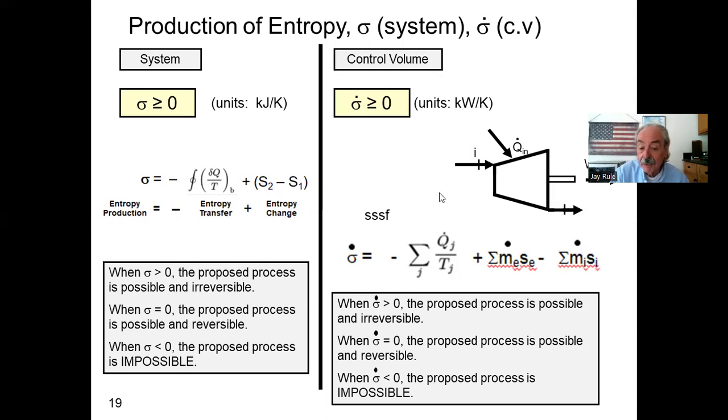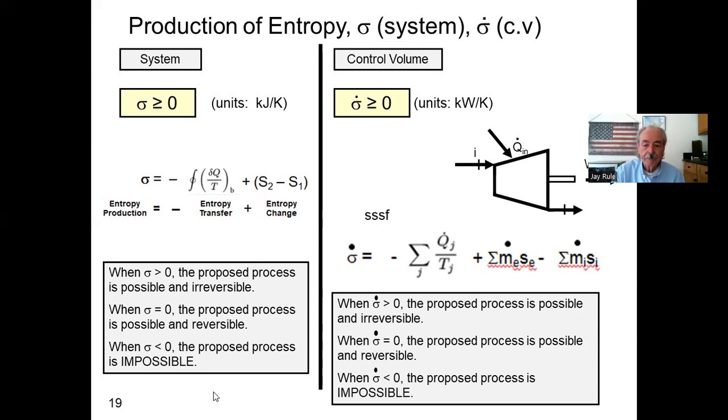Okay. Over here, entropy production rate, sigma dot. Well, if you've got the closed system, you've got the open system similarity. So sigma dot is equal to minus the sum of all the heat transfer rates in over the reservoir temperatures that they're coming from or going to, plus m dot leaving, little s leaving, minus the sum of all the m dot in, little s in.